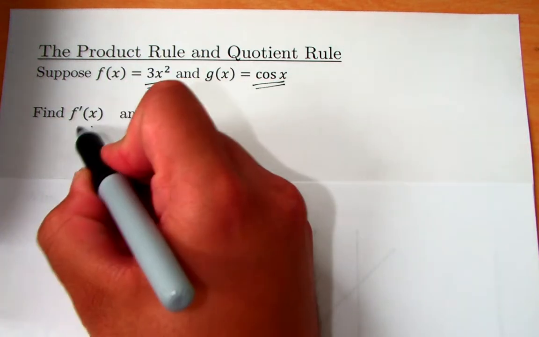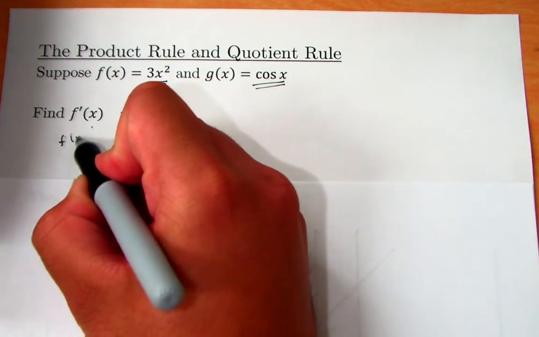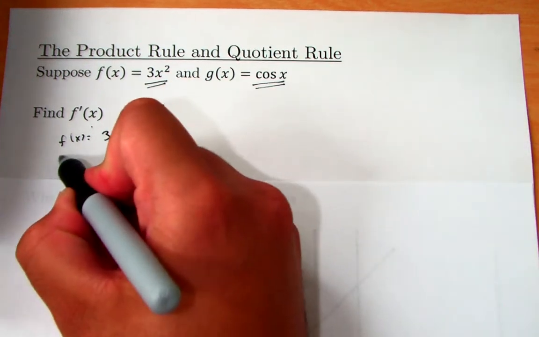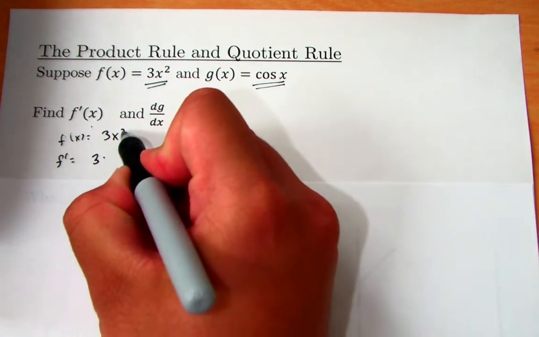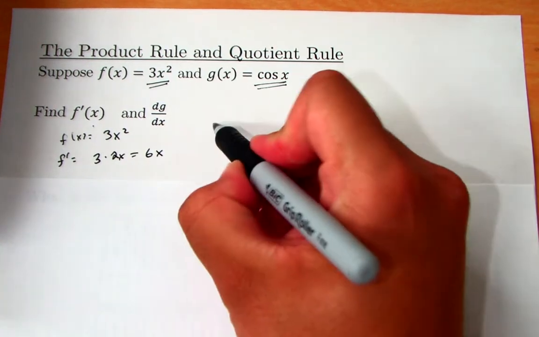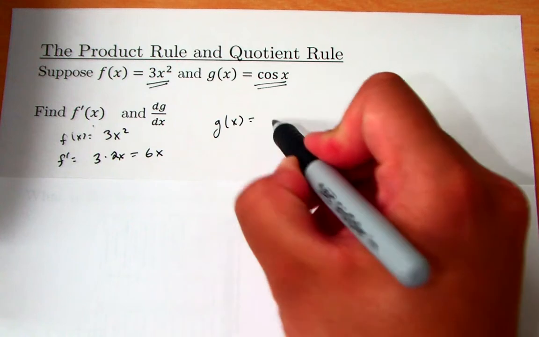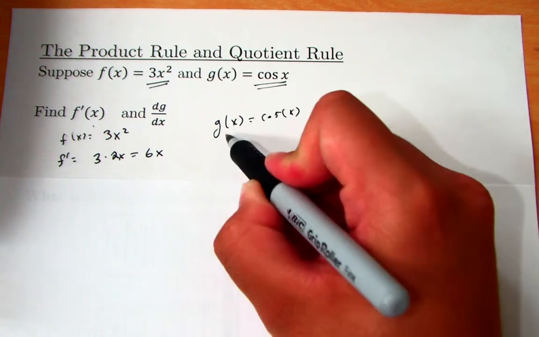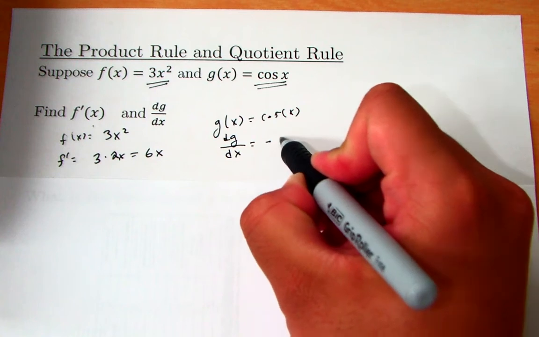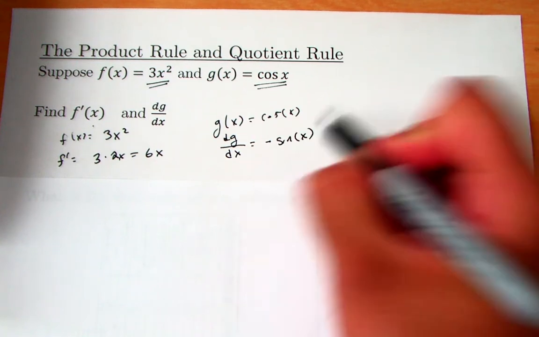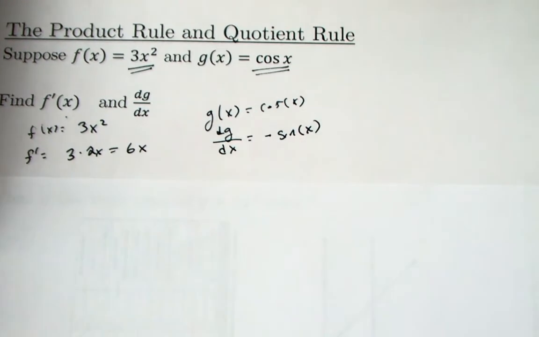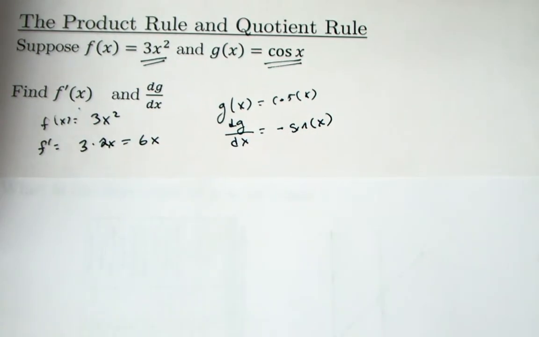So f prime of x, if f of x is 3x squared, then f prime of x using the power rule would be 3 times 2x, better known as 6x. And likewise, g of x, if that's cosine of x, then the derivative with respect to x of g would be negative sine of x. Pretty straightforward.